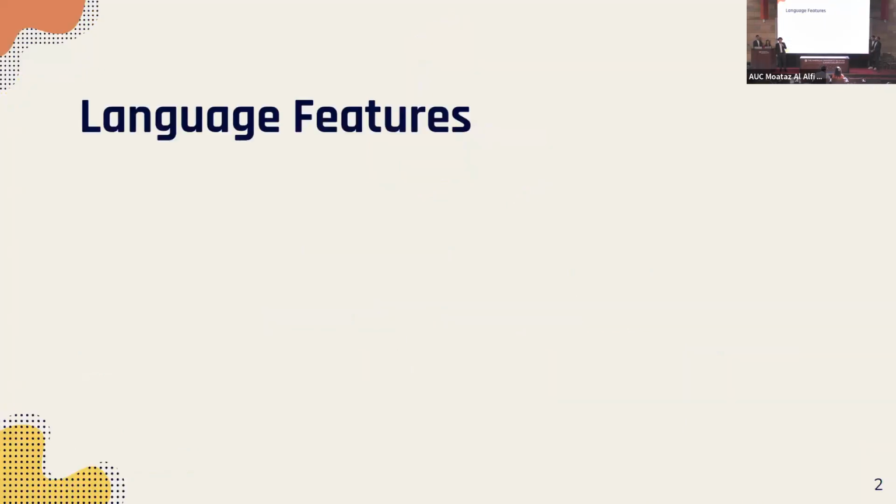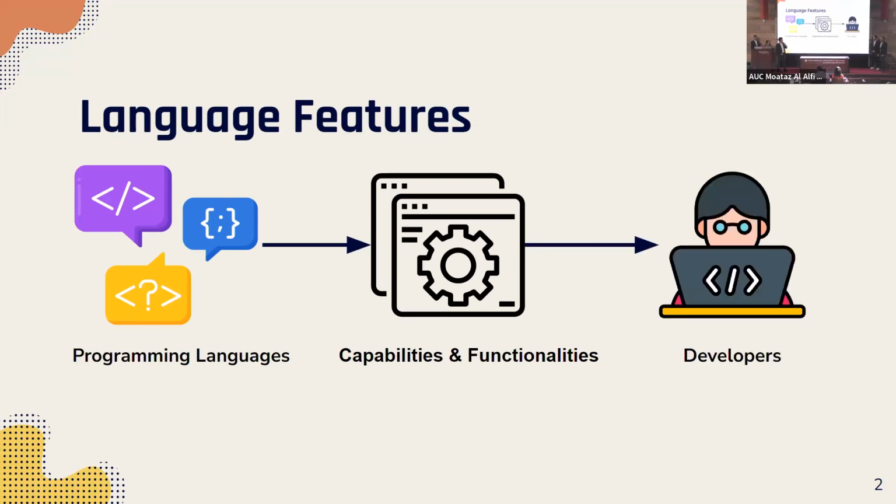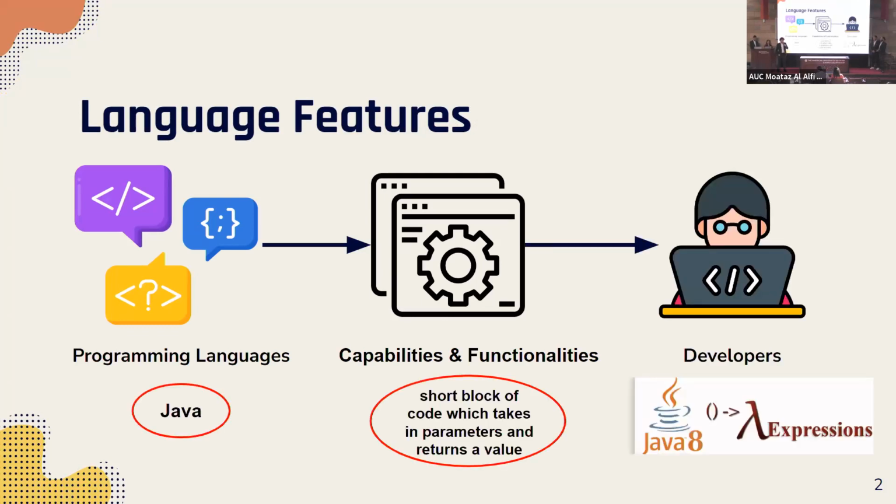So let's start by defining what a language feature is. In any programming language, a language feature is a capability or functionality that it provides to the developer. For example, in Java, one language feature is lambda expressions, which were introduced in 2014 as part of Java 8 to provide the programmer with a concise way to write function interfaces using a short block of code which takes in parameters and returns a value.